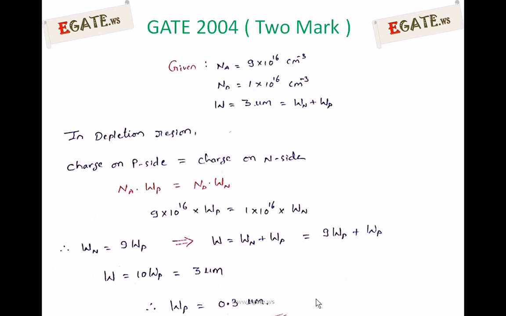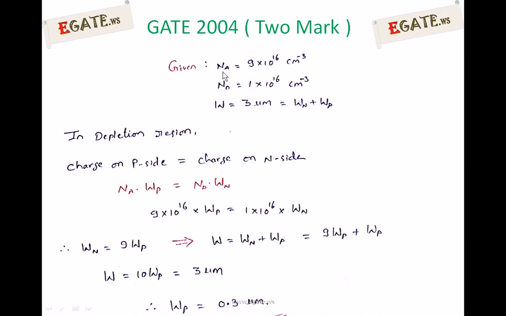Actually, from this question we can conclude one important point. From Na into Wp equal to Nd into Wn, if the doping concentrations on the P side and N side are equal, that is Na equal to Nd, then Wp is equal to Wn. So if the P and N sides are equally doped, the depletion region penetrates equally on both sides. If one of the sides is heavily doped, then the depletion region penetrates into the lightly doped side.